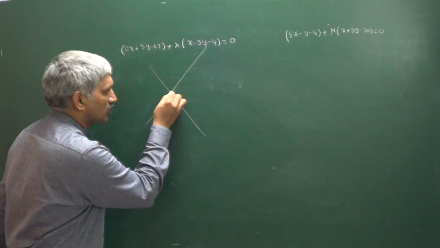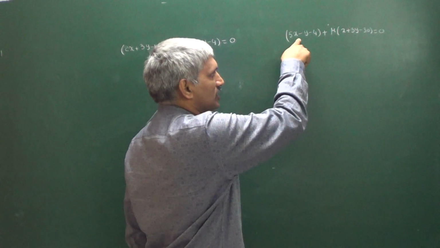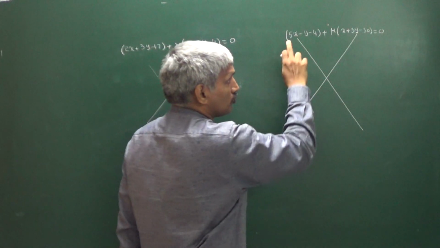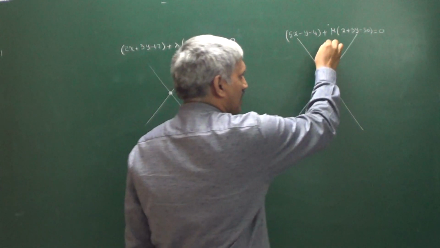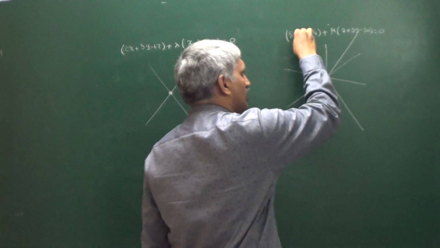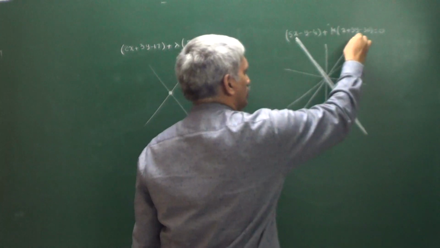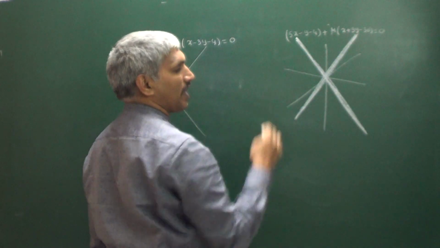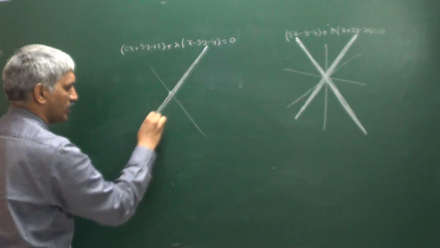Passing through the intersection of these two lines, we have an infinite number of lines. This is one line, another line, one more line. Like that we have an infinite number of lines which belong to this family. Similarly here also, so many lines belong to this particular family.